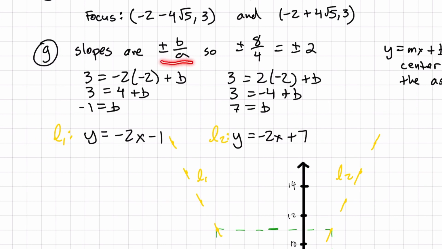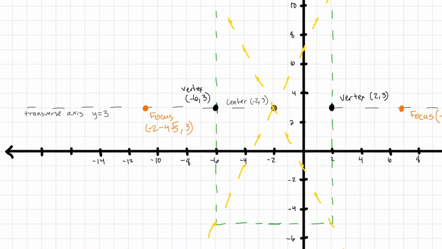So my slopes are plus or minus b over a. So that's plus or minus 8 over 4, or just plus or minus 2. So dealing with using the negative slope here, I can plug in my x for my center and my y for my center, and then solve for my y-intercept of b, and I end up with y equals negative 2x minus 1. So notice it's crossing through the y-axis at negative 1, and it has a slope of that negative 2.